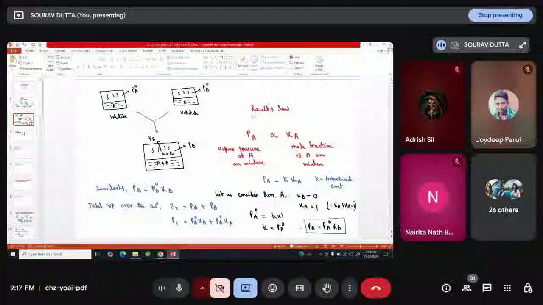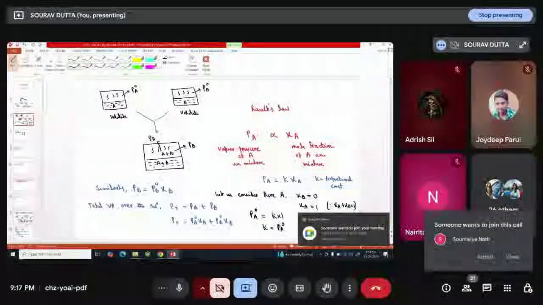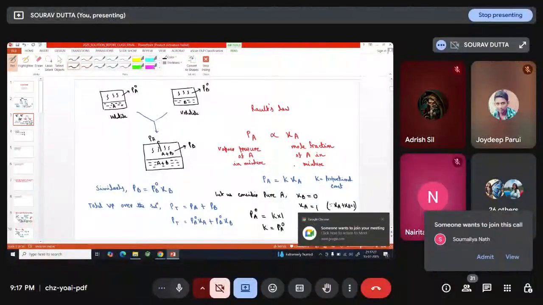Okay, according to Raoult's law, the vapor pressure of A in the mixture is directly proportional to the mole fraction of A in the mixture, or in the solution. So PA is directly proportional to XA, where XA is the mole fraction of A in the liquid mixture. Okay, this can be a liquid mixture.